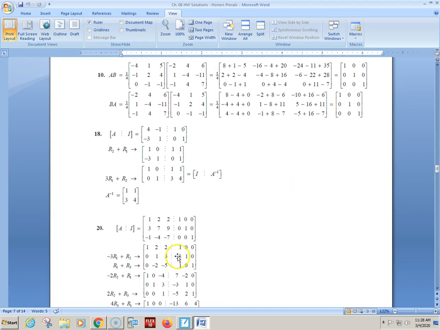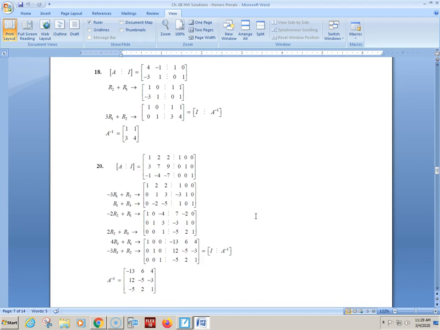Oh. Okay, I'm scrolling down because number 10 was easy. It was just a plug and chug. Number 18 and 20, you were actually looking for inverses.